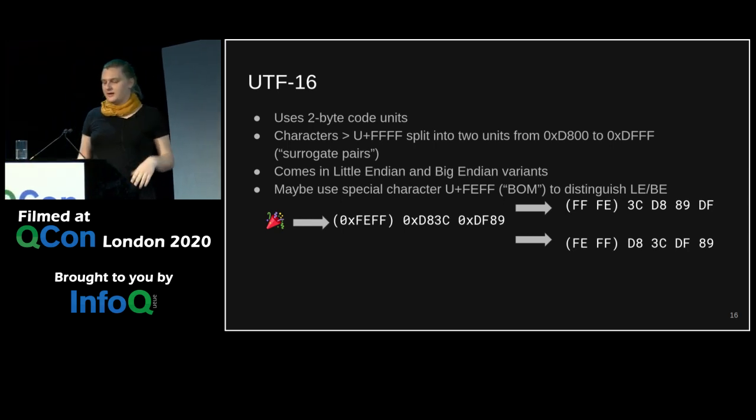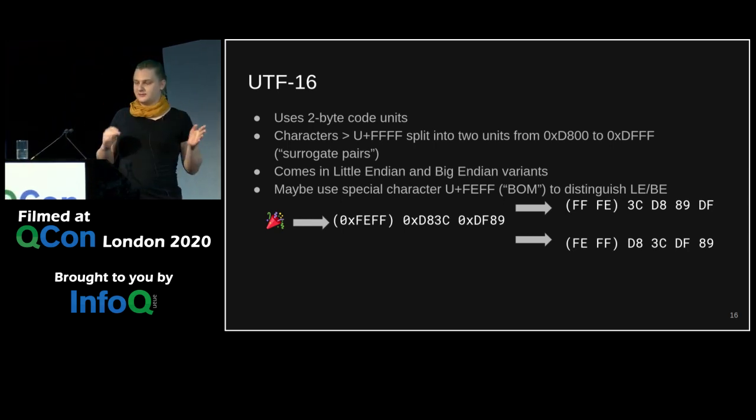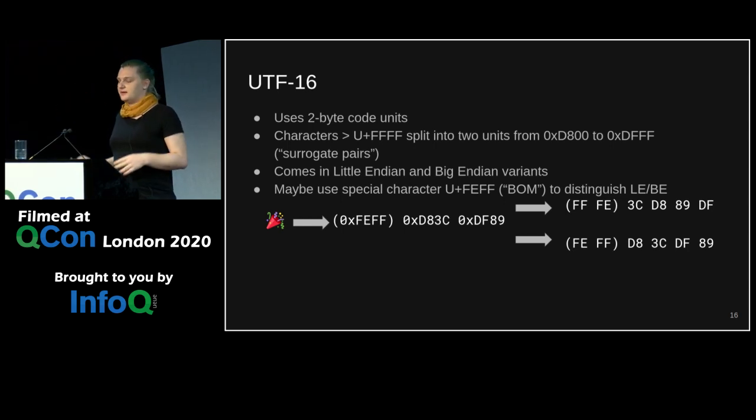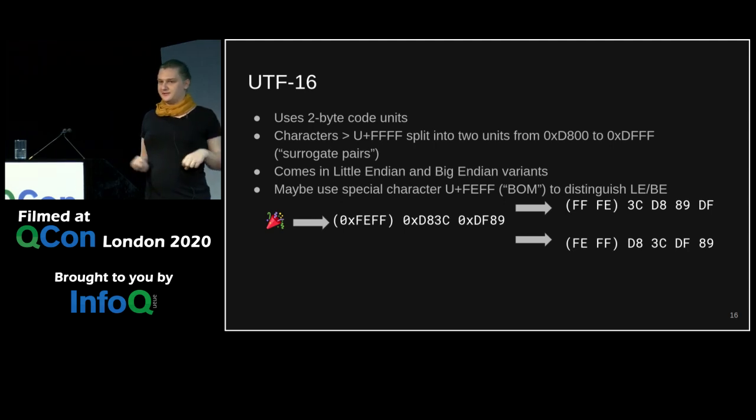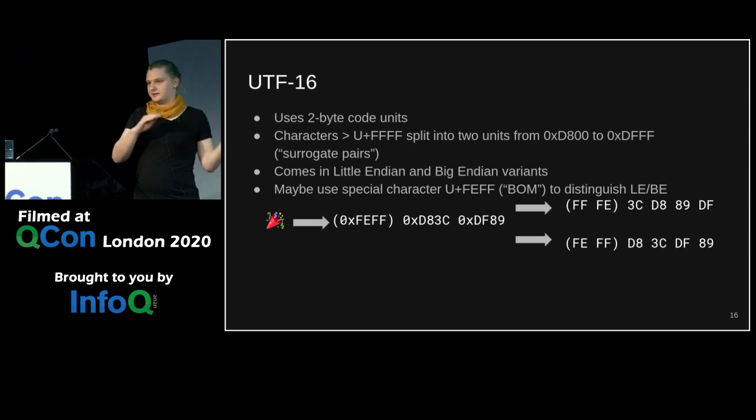And one thing that is sometimes used in this case is a special character called the byte order mark, which is sometimes prepended to a UTF-16 string so that you can figure out, okay, this is little endian or this is big endian, just by looking at the first bytes of a string.